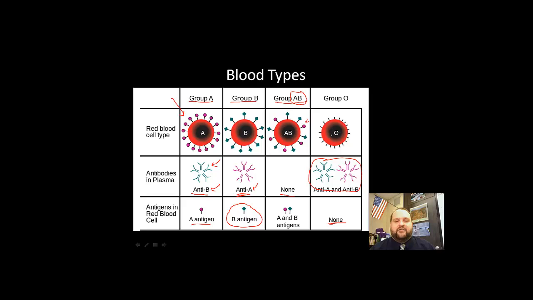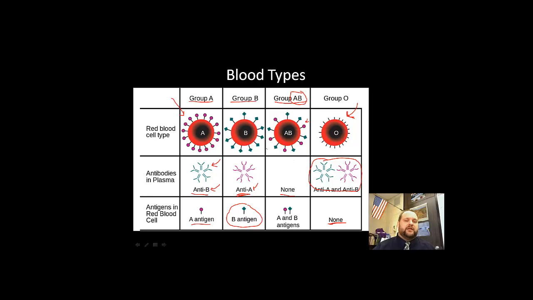O, on the other hand, is called the universal donor. We can give O to anybody because no one makes weapons against O. So O is what's called the universal donor. The problem with O is they can only receive donations from O, though. If you have type O blood, you can only get type O blood because you'll make antibodies to attack them.